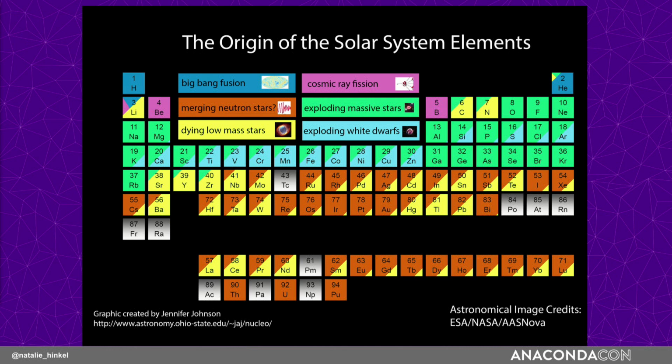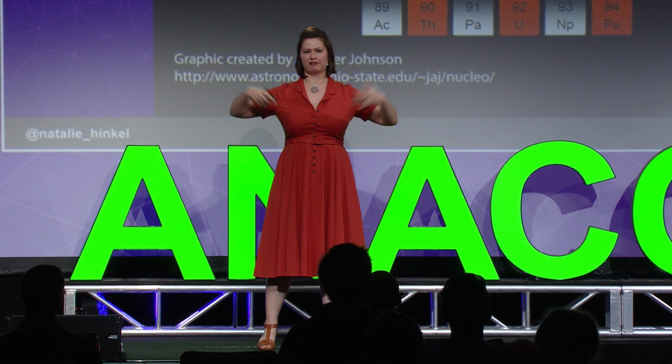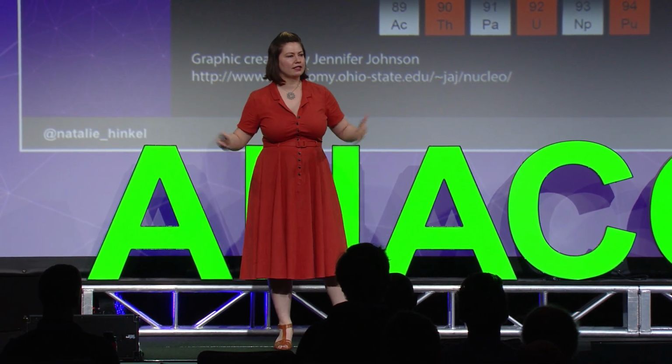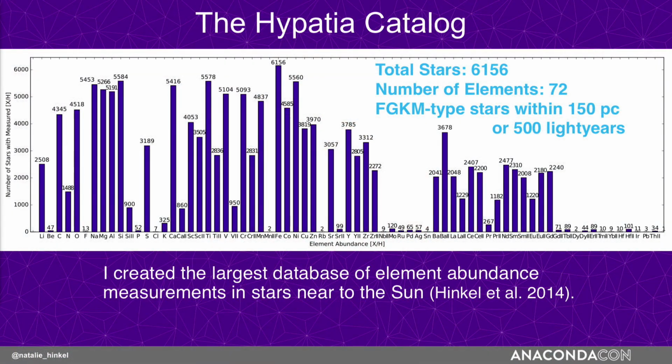So you see the blue is what is from the Big Bang, like I said. And then you have the green and the other, slightly lighter shade of blue, that is coming from massive stars. This is mostly from supernovae, the actual explosions. And then the yellow and the orange are from different kinds of stars, merging neutron stars, or even the end products of low-mass stars who slough off the elements that are at the top of their atmospheres. So this is really important, and it's really interesting, and it's for that reason that I created the Hypatia catalog. This is a catalog of element abundances that we have measured within stars.